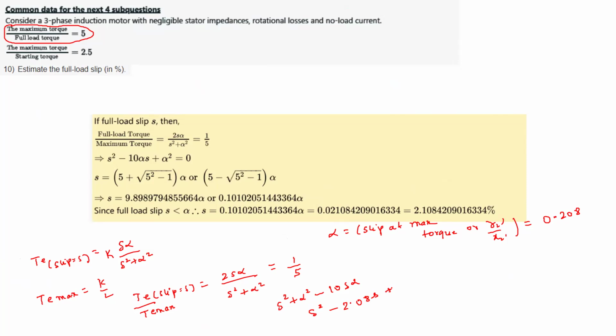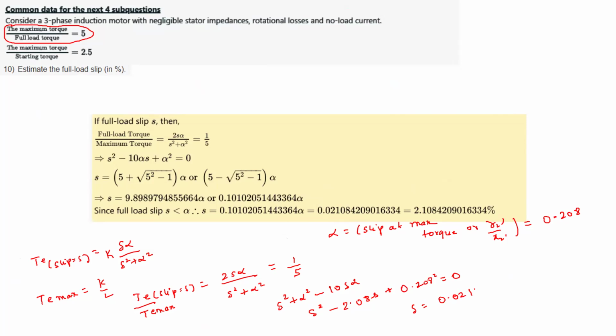S plus 0.208 square. Okay. So this is 0.208 square equal to 0. So what is the value of S? I'll tell you. This is 1, this is minus 2.08 and this is 0.208 square. So you have S equal to 0.021 and how much?